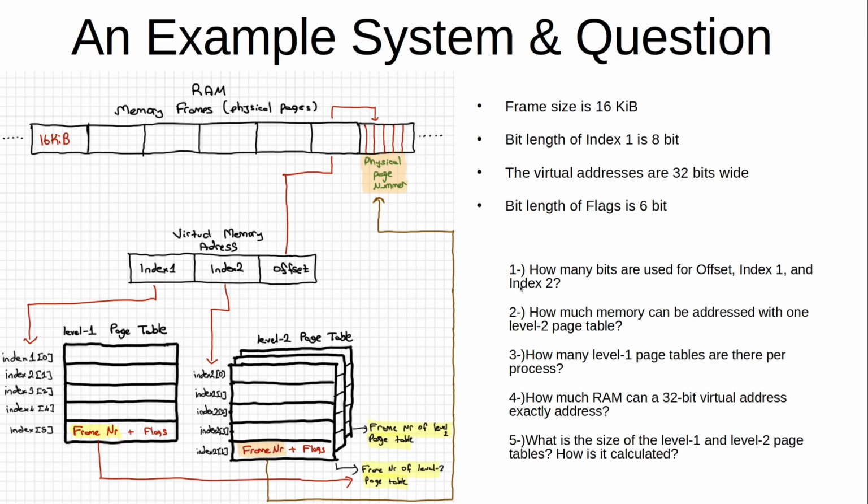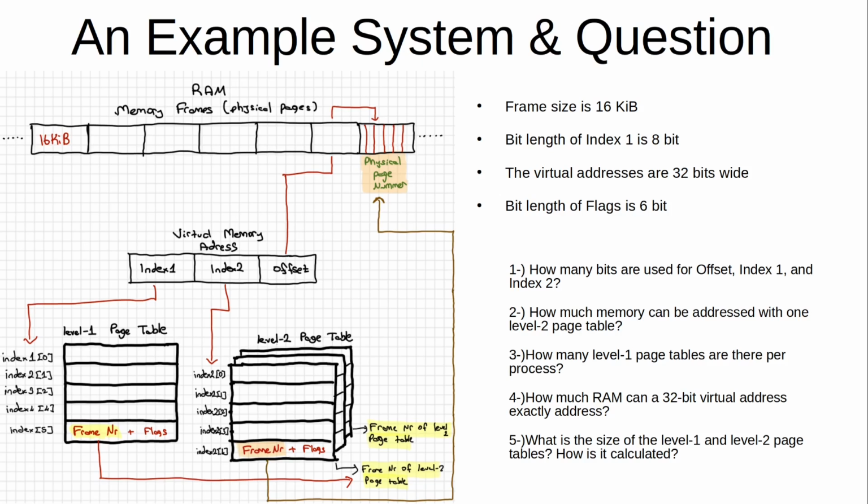Question 2. How much memory can a single level 2 page table address? Each entry points to one frame, and each frame is 16 kilobyte. The number of entries is 2 to the power of 10, so 1024. 1024 times 16 kilobyte is equal to 16 megabyte. One level 2 page table can address up to 16 megabyte.